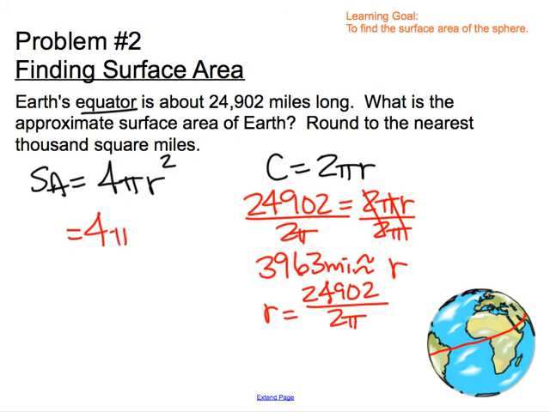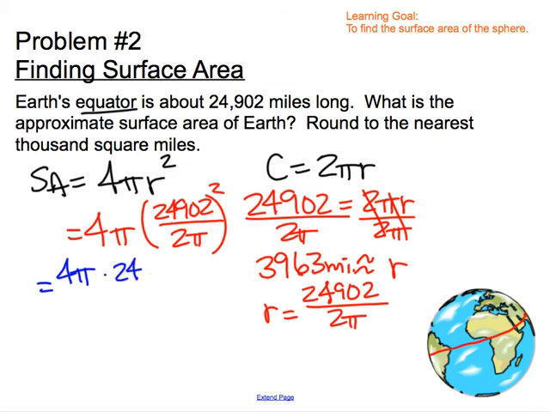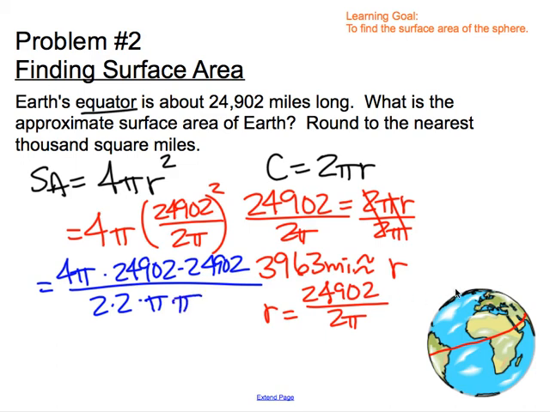So this equals 4 times pi times the quantity 24,902 divided by 2 times pi, squared. So if we write this out, we have 4 times pi times, there's 2 of each on the top, 24,902 times 24,902. And there's 2 of each on the bottom, so times 2 and 2 times pi. So the 4 cancels with the 2 and the 2. One of the pi's on top cancels one of the pi's on bottom.